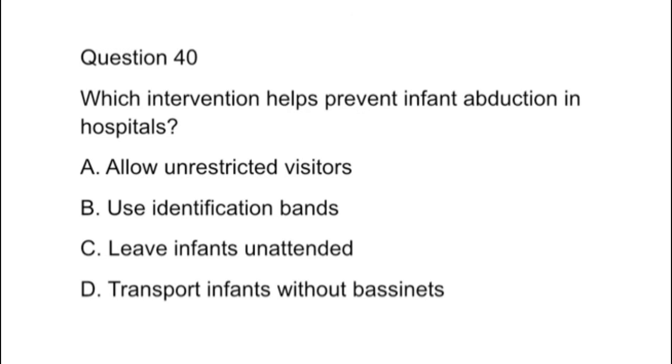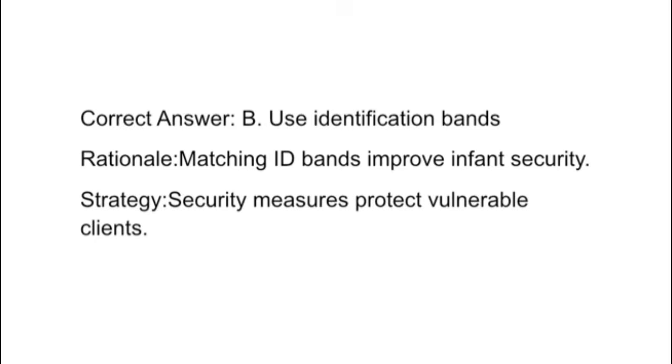Question 40. Which intervention helps prevent infant abduction in hospitals? A. Allow unrestricted visitors. B. Use identification bands. C. Leave infants unattended. D. Transport infants without bassinets. Correct answer, B. Use identification bands. Rationale: Matching ID bands improve infant security. Strategy: Security measures protect vulnerable clients.